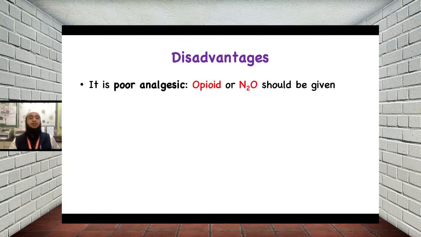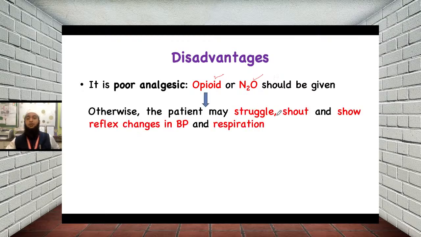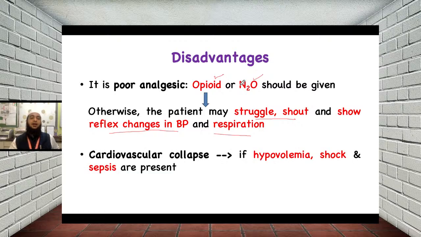Let's see the disadvantages. It is a poor analgesic. So opioids or nitrous oxide should be given, because nitrous oxide is a strong analgesic drug. You can use either an opioid or nitrous oxide along with thiopental. Otherwise, the patient may struggle. He may shout. He may show reflex changes in BP and respiration. So to compensate for the poor analgesic action of thiopental, you can add an opioid, or better, nitrous oxide, because nitrous oxide is also a general anesthetic. So you can add it to maintain the anesthesia.